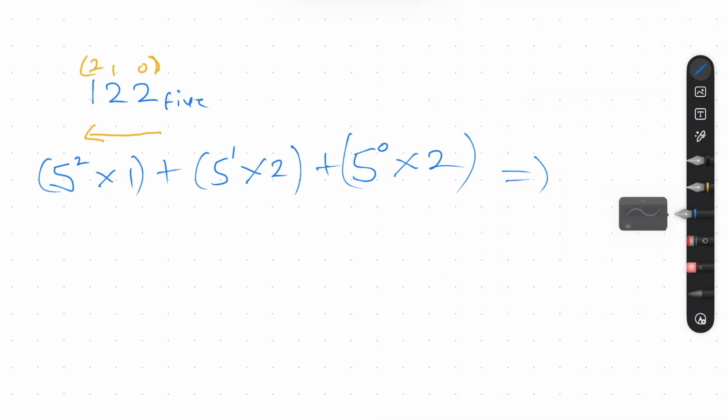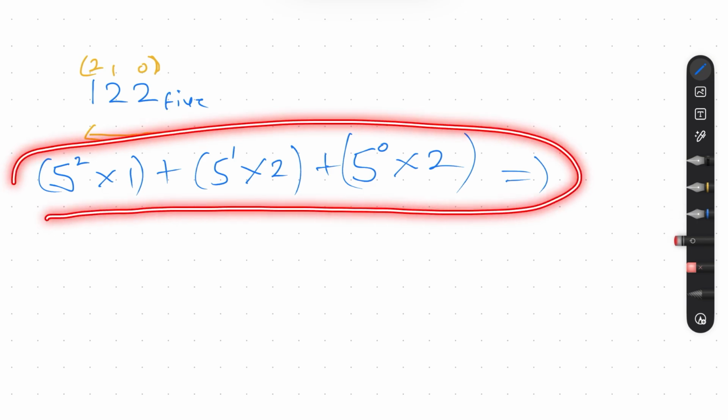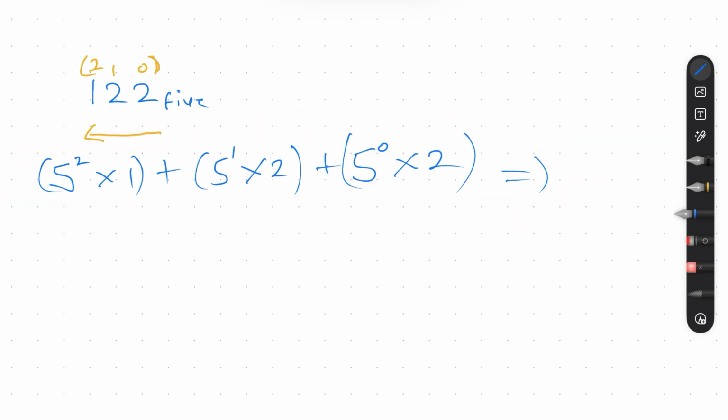So now let's simplify it. This is now a basic simplification, right? So we do 5 squared is 25 times 1 is still 25, right? Let's write that down. 25 plus 5 power 1 is the same as 5 times 2 gives us 10, right? So plus 10 plus 5, sorry, you have 5 to the power of 0 is what? 1 times what? 2, which will give us 2, right? So let's add that 2.